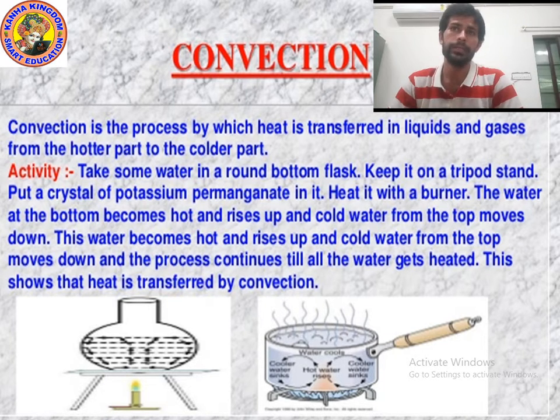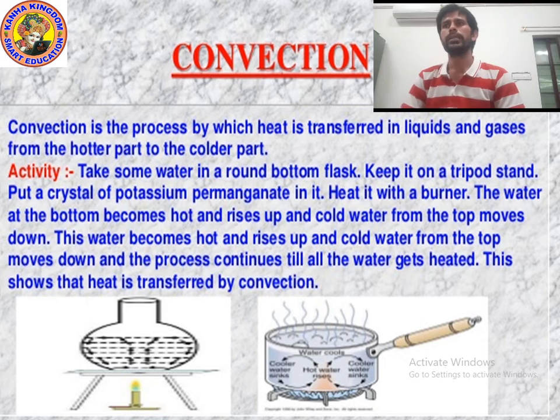And if we do an activity, as you can see on the screen, take some water in a flask, then keep it on a tripod stand. You will put the flask on a tripod stand, then you will put some potassium permanganate, KMnO4, in the flask in the water, so the color will change. Now if you heat it with a burner, then what will you see?